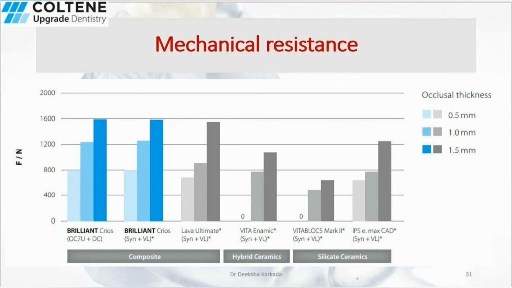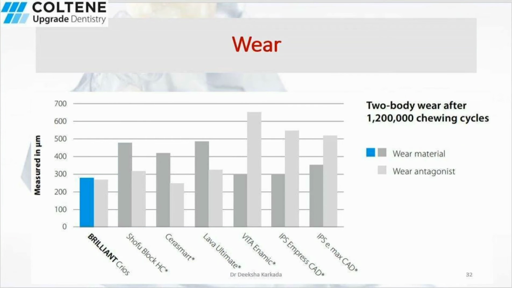An increased occlusal thickness of the tooth structure that is left during tooth preparation leads to increased mechanical resistance, which is measured in force per Newton. The composite materials like BRILLIANT Crios and Lava Ultimate show higher mechanical resistance when compared to their hybrid ceramic or silicate ceramic counterparts. Wear of the material is measured in micrometer after 1,200,000 chewing cycles.